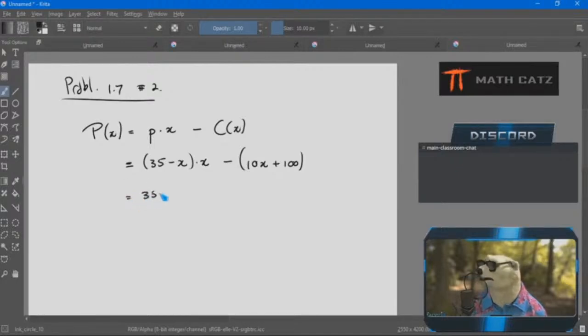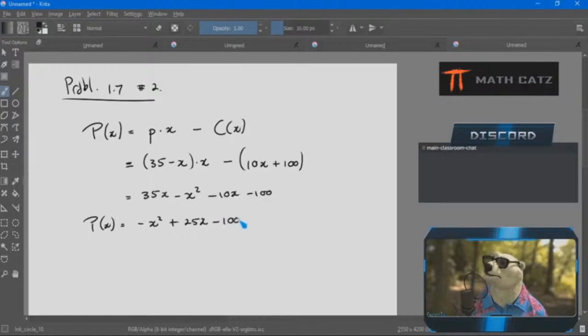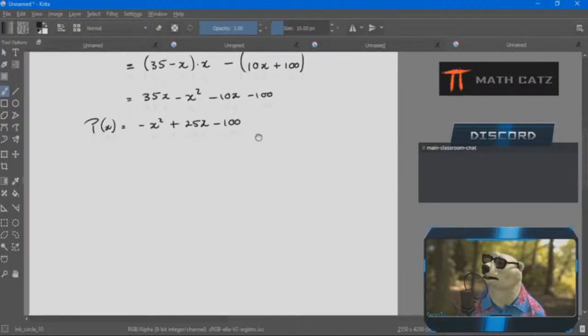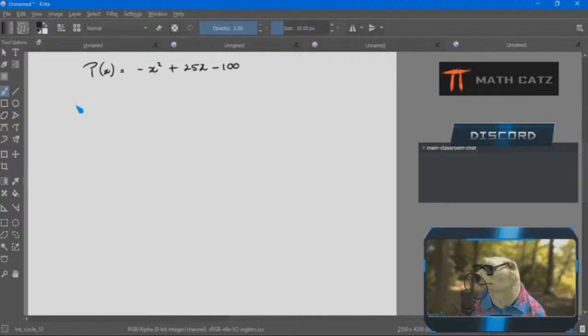Simplifying this, I get 35x minus x squared minus 10x minus 100. One more step for my profit function: negative x squared plus 25x minus 100. Now again, I see some properties. A is -1, negative, meaning, as I would hope, I have a parabola pointing down, resulting in a maximum point, which is now the vertex I want to find.